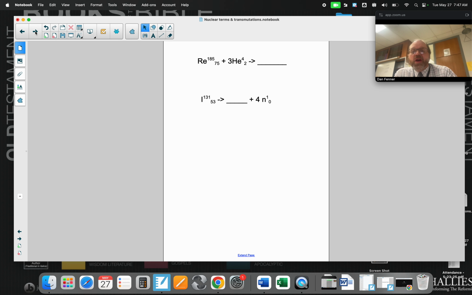All right, here we go, the answers. So first one we have thallium 273 over 69, and that's an alpha bombardment because it's on the reactant side. The second one, it is a neutron emission because it's on the product side.